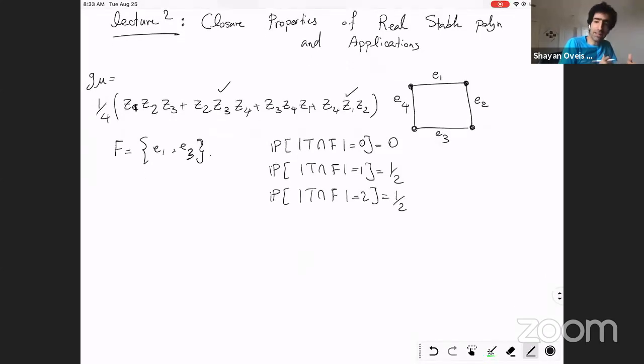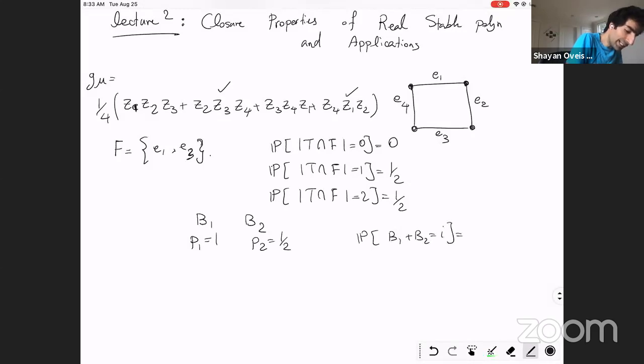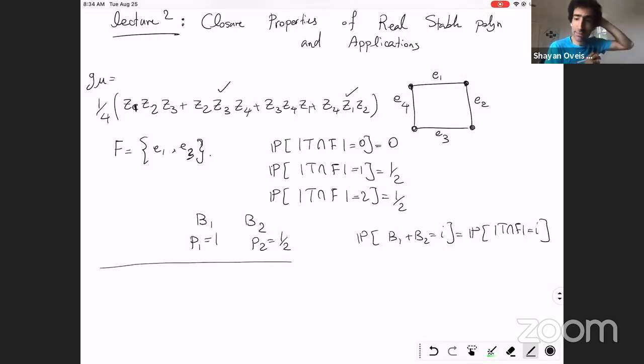What I said in the last lecture is that you can write this distribution as a sum of Bernoullis. Here you would have 2 Bernoullis, B1 and B2. B1 has success probability equal to 1, and B2 has success probability 1/2. The probability that B1 plus B2 equals i is exactly the same as the probability that T intersection F equals i, for any i. So I wrote this projected distribution as a sum of Bernoullis. The success probabilities 1 and 1/2 have nothing to do with, for example, the probability of edge E1, which is 3/4. They just come out of the roots of the real-rooted polynomial that you get.